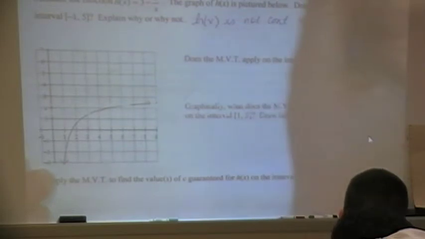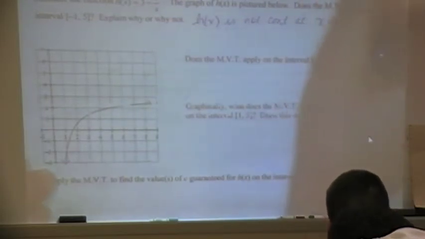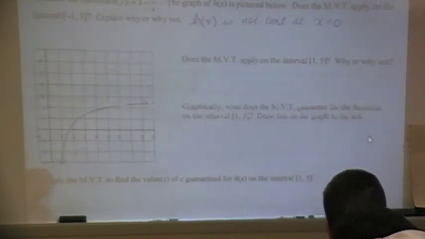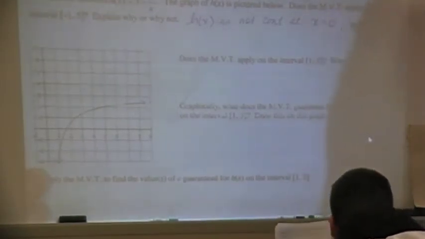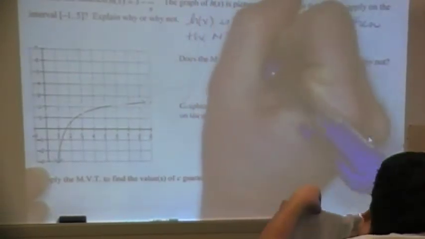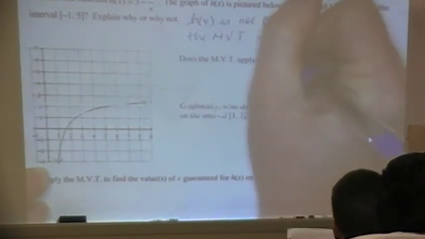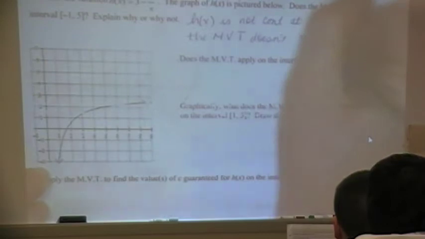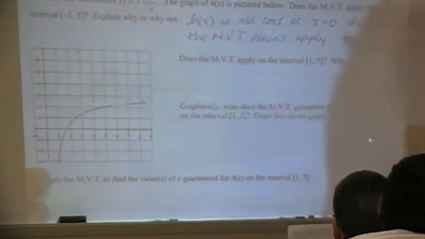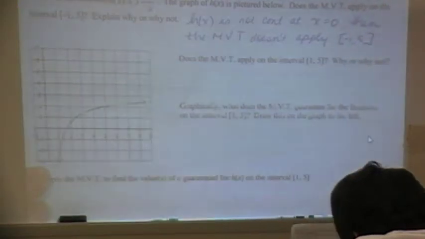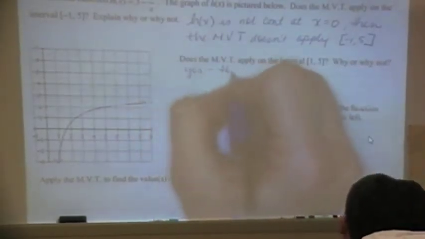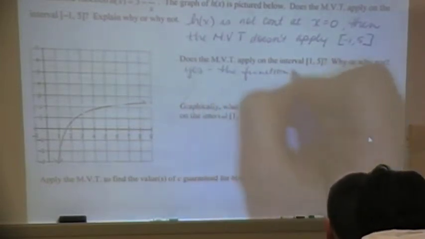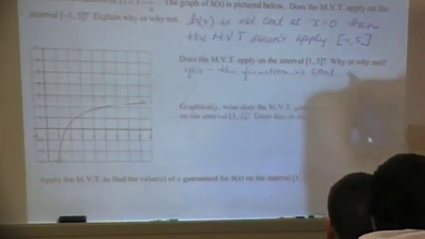I feel like the whole little graph not working thing is not gonna happen. Yeah, probably not. But it does happen, so you have to make sure you don't waste time trying to do it when it won't work. So it doesn't apply on the interval -1 to 5. But does it apply on the interval 1 to 5? Yes. The function is both continuous and differentiable.